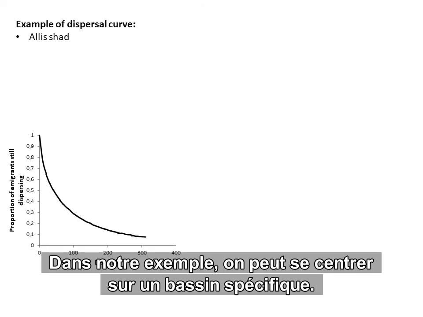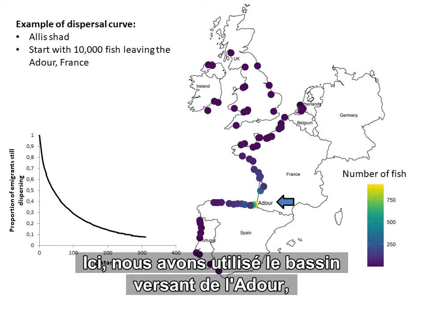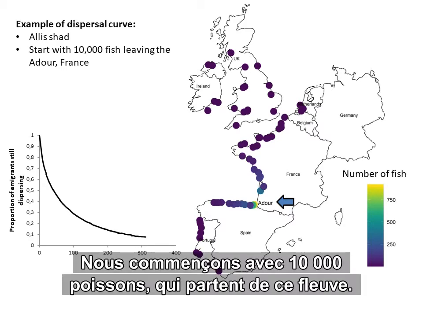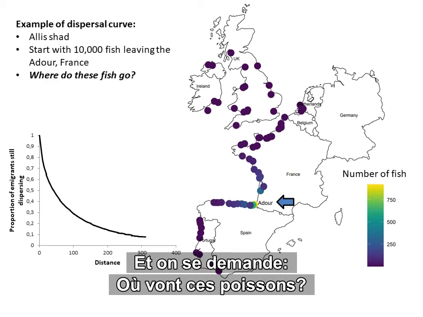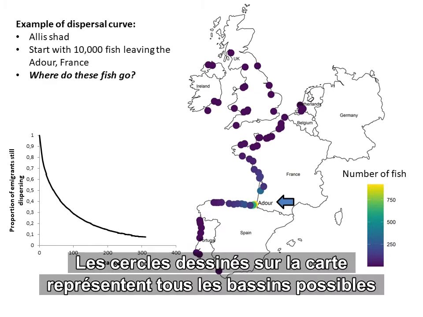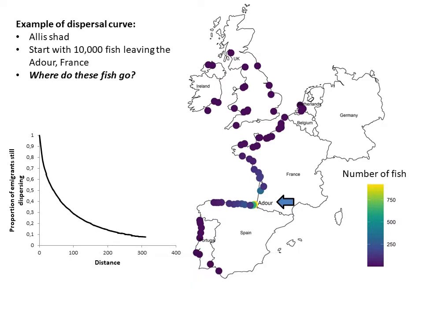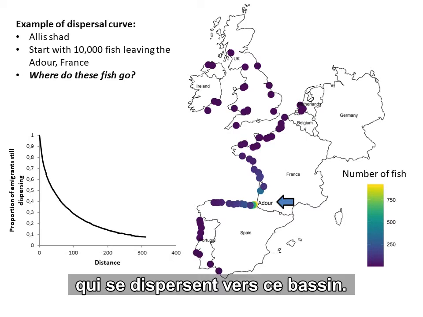Now we can focus in on one particular catchment for our example. So here we are using the Adour as an example, as indicated by the arrow. And we are, say, starting with 10,000 fish that are leaving this river. And then we are asking, where are these fish going? So these circles on the map are representing all of the possible catchments that these fish can disperse to. And the color of the circle represents the number of fish that are dispersing to that catchment.